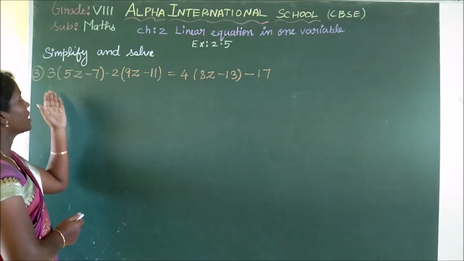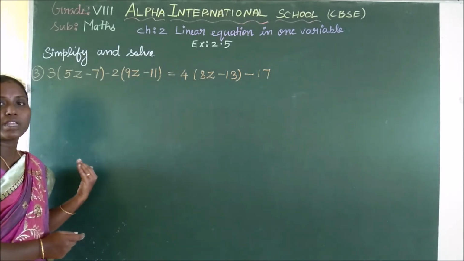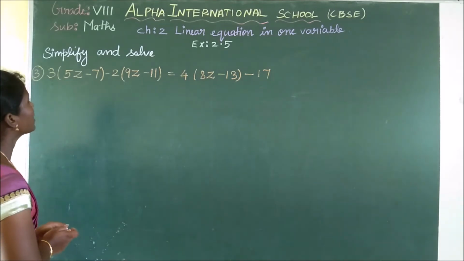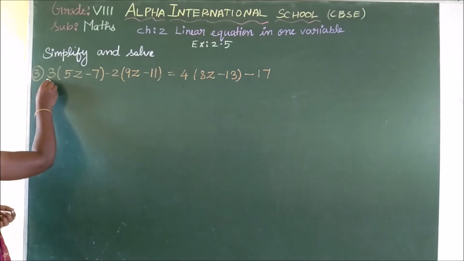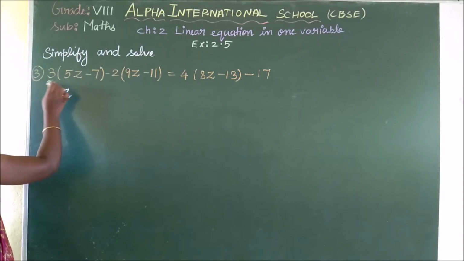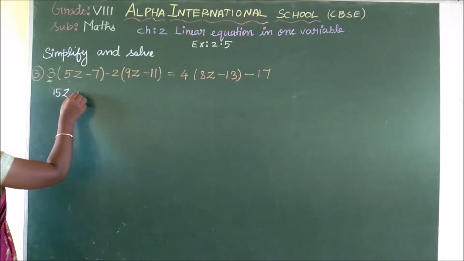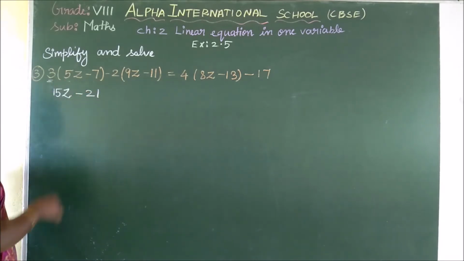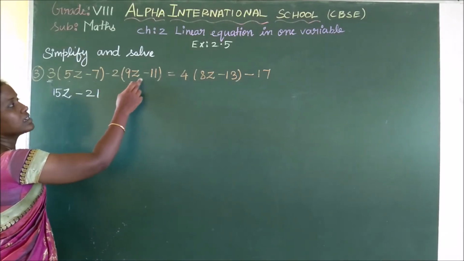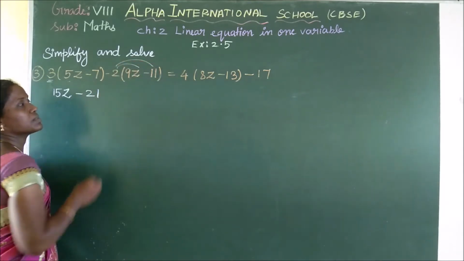So first we have to do the multiplication operation. Then we have to separate the variables and numbers, solve, and find the value of the variable. See how to multiply. First 3. 5 3s are 15z. We know that 3 should be multiplied with both the terms inside the bracket. So 5 3s are 15z, minus 7 3s are 21. First one finished. Now second, minus 2 of 9z minus 11. Minus 2 should be multiplied with both the terms inside the bracket.